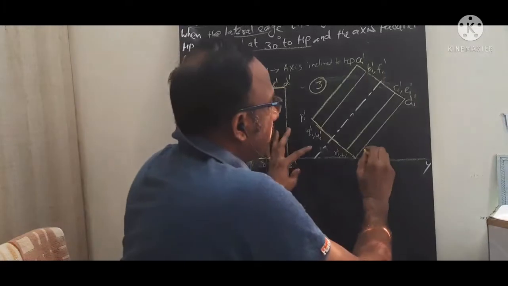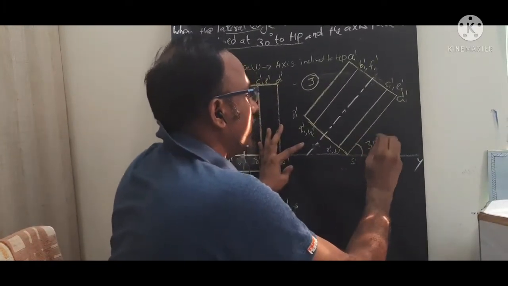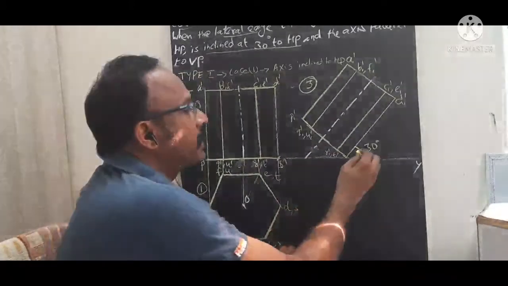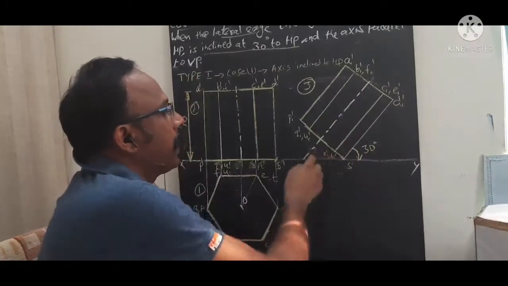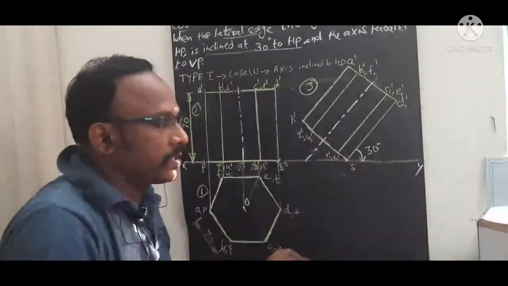Now this lateral edge is 30 degree. It is given in this particular problem. Here the base inclination or axis inclination is not given. Instead of that, what is given? This lateral edge inclination. Automatically the axis also will come as the same 30 degree. That's how we completed step number 3.